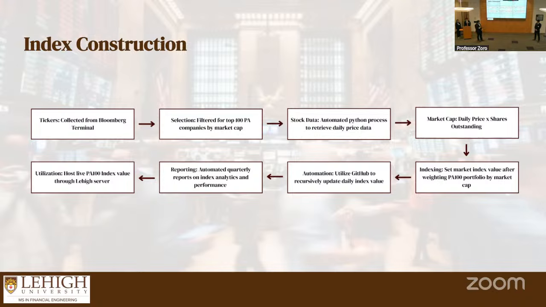So what we did is we started off by collecting a range of tickers from Bloomberg, and this is sorted in a list that has the sector, market caps, weights, etc. And we also have the state on there, which is what we then use to filter for the top 100 PA companies by market cap. And from there, we then brought that data into our new freshened database.